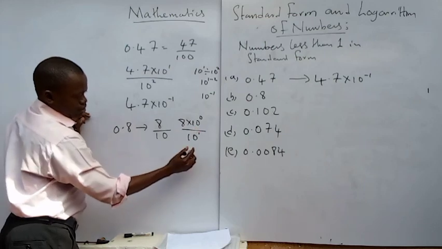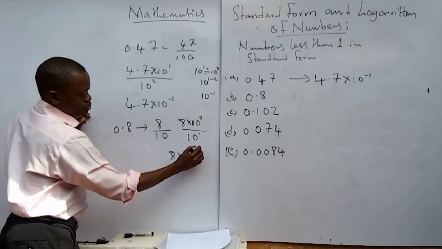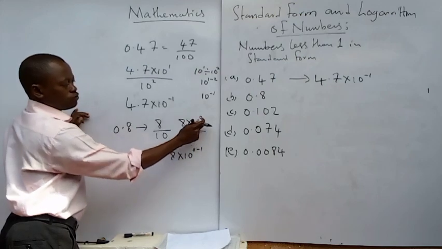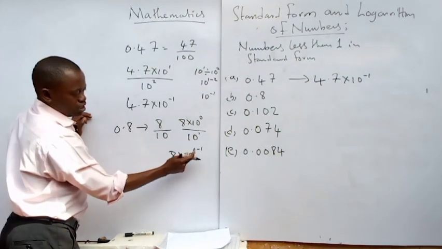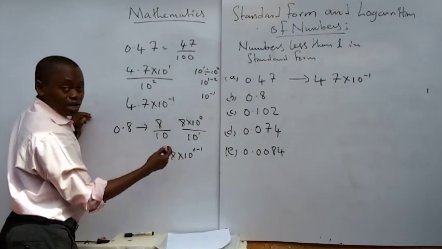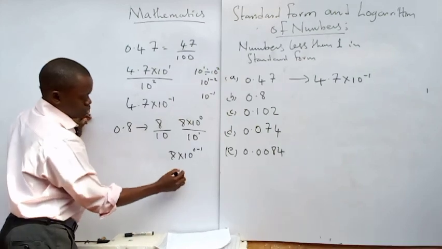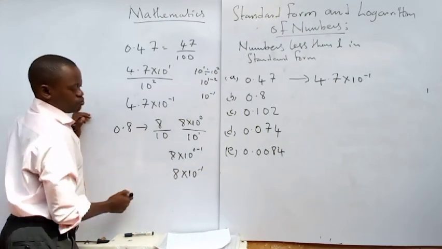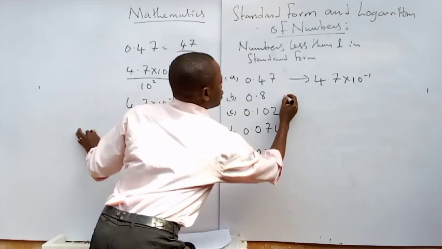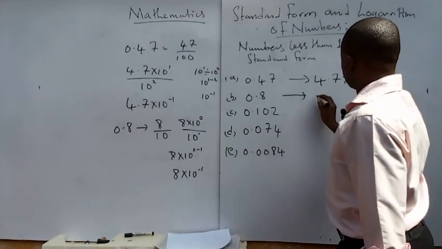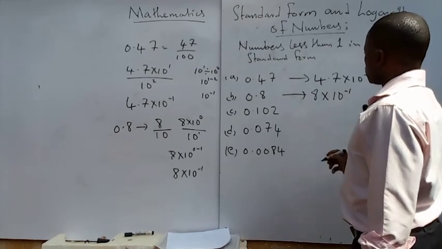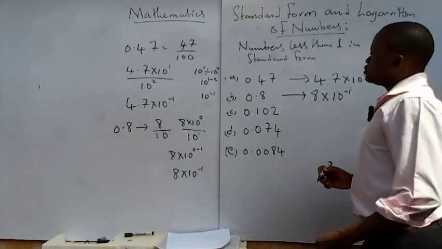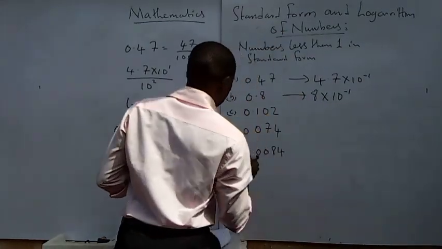So will you get this now if I write it as 8 times 10 raised to power 0 minus 1, because of the division of this, and the knowledge of indices helping us out. So you see that 0 minus 1 will give you minus 1. So this is 8 times 10 raised to power minus 1. So will you take this now to become 8 times 10 raised to power minus 1?